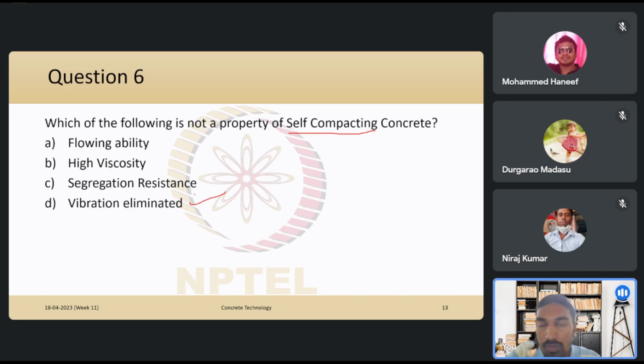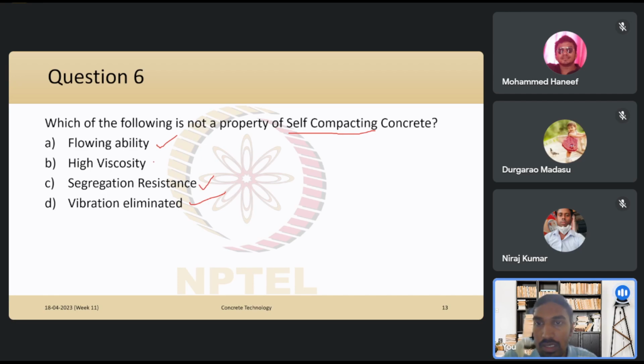Then how is it achieved? Because it has high flow value, right? It is highly flowable, and that is why you don't need external vibration for it to spread uniformly. Because of that only, vibration is eliminated. So flowability is also a property of self-compacting concrete. And C, segregation resistance. Because it has good flowability, in that process it should not segregate, right? The components that make up the concrete should stay together. It should not separate into individual components, so it should remain homogeneous. So segregation resistance is also a property that we require in self-compacting concrete.